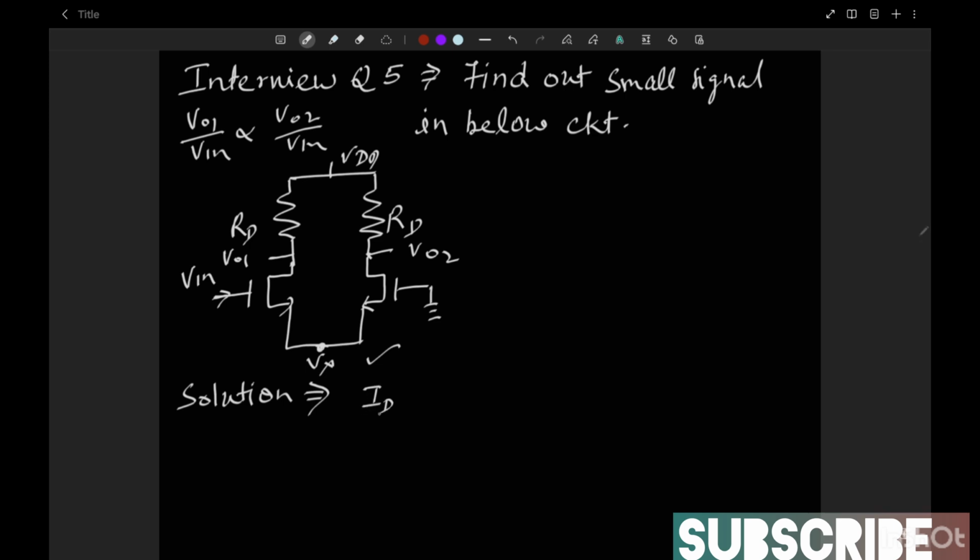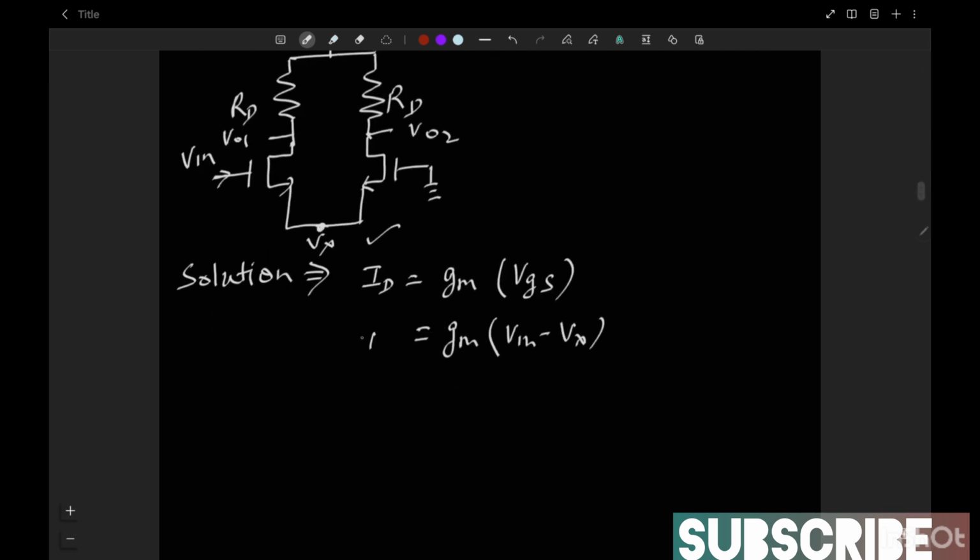That will be id equal to, we are not drawing the small signal model, we are directly calculating intuitively. Id will be gm into vgs, where vg is our Vn and vs is our vx. You can consider this equation number 1. Now if we see from this terminal, this is m2, this is m1, the impedance here is 1 by gm2, and 1 by gm1 is the impedance looking from here.